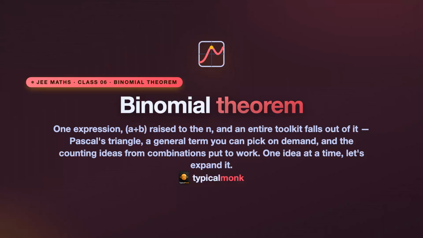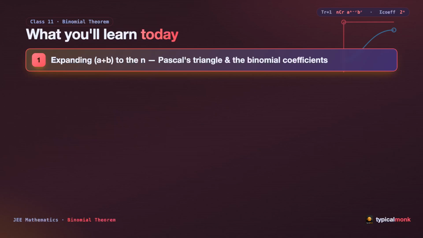This is class 6, and today we open one expression and watch an entire toolkit fall out of it. Take a slow breath, because this is the moment permutations and combinations start paying rent. Every coefficient you are about to meet is simply an NCR you already know how to compute. We are going to expand (a + b)^n and discover that the whole expansion obeys just one rule, applied again and again. One idea at a time. Let us begin. So what will you carry home from today's class?